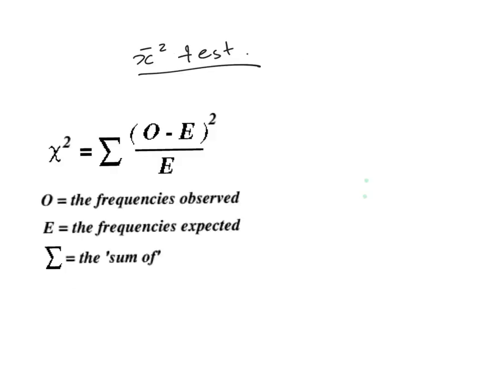Next, we come to the chi-square test. Now, the chi-square test is used to look at differences between two variables. So what you're doing is basically you're saying whether there is a statistically significant difference between this variable and that variable. And what it relies on is something called a null hypothesis.